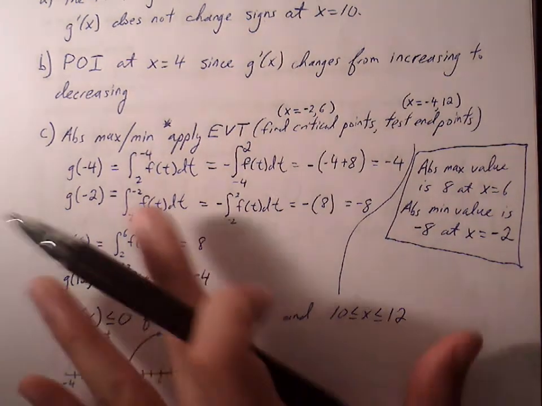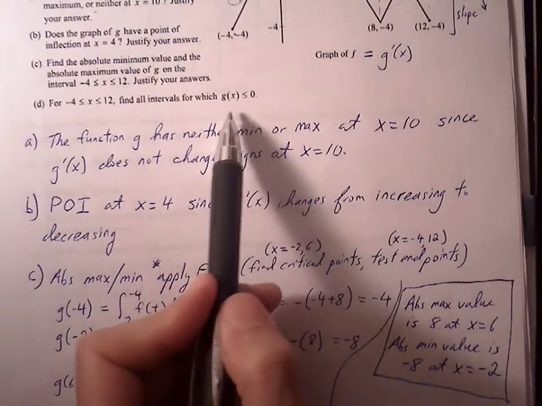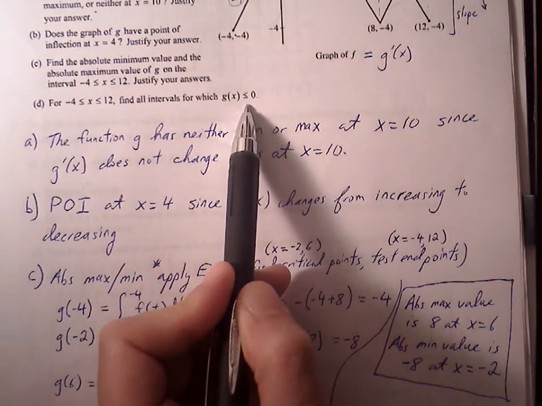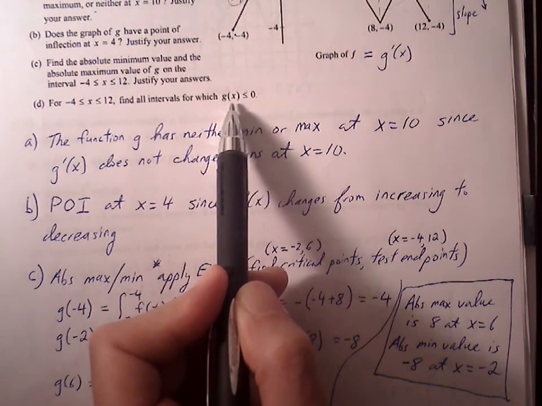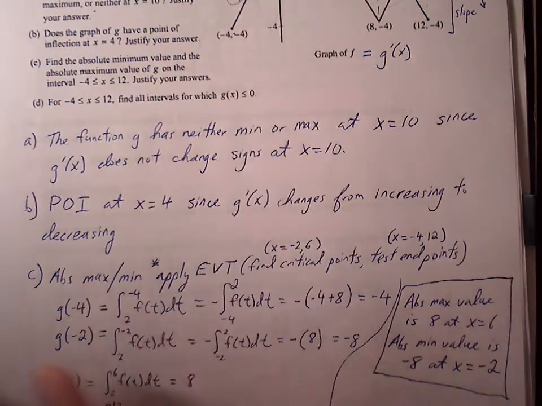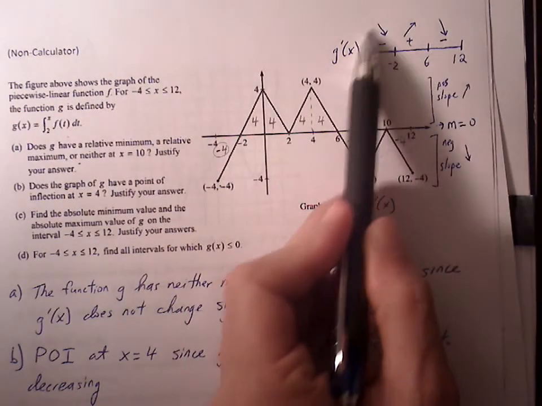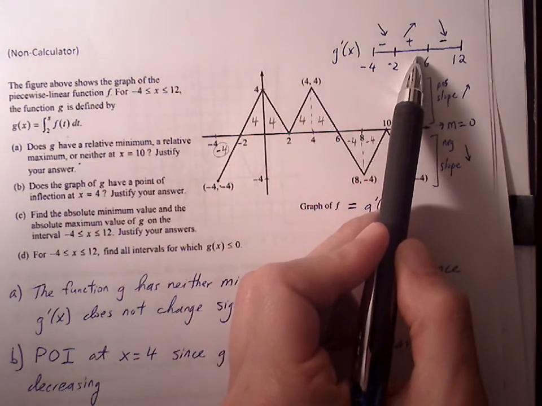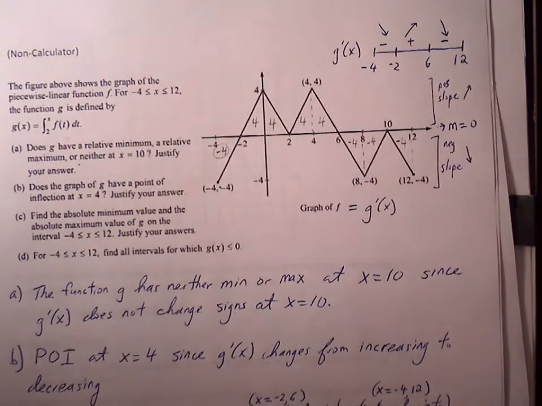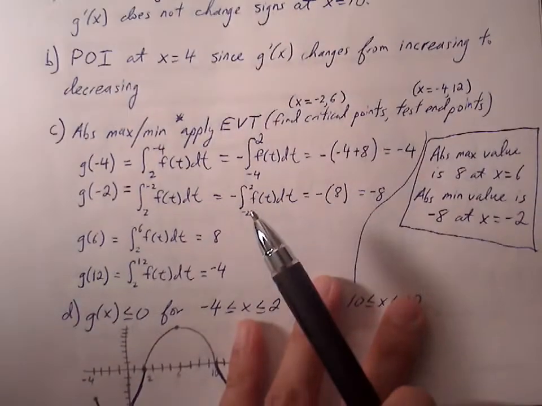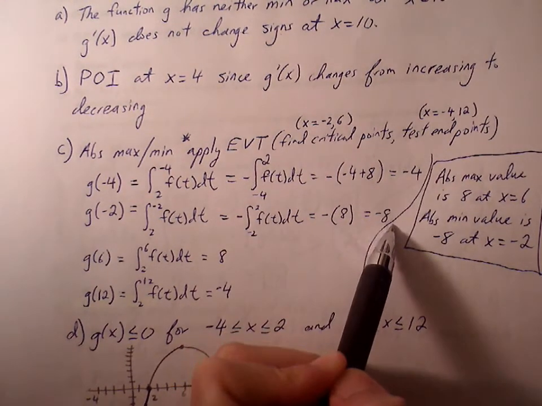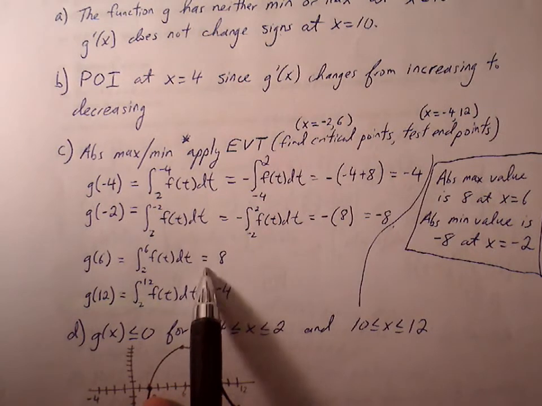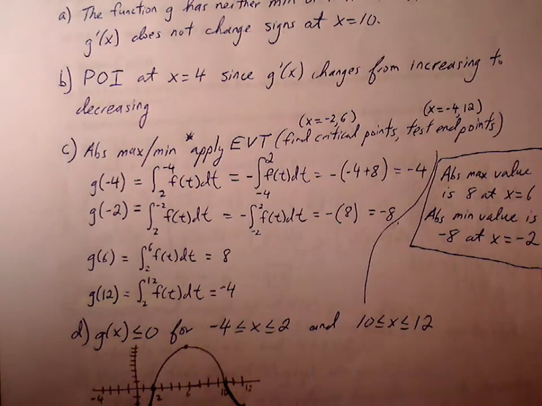For part D, find all intervals in which our g of x function is less than or equal to 0. So if we were to graph our original g of x function, when is the graph going to be below 0? And one thing that we can do is we can follow the path of the graph that we see in front of us. Okay? And we can also plot our ordered pairs. So a couple of ordered pairs that we know. We know ordered pair negative 4, negative 4. We know ordered pair negative 2, negative 8. We know ordered pair 6, 8, and we have the ordered pair 12, negative 4.